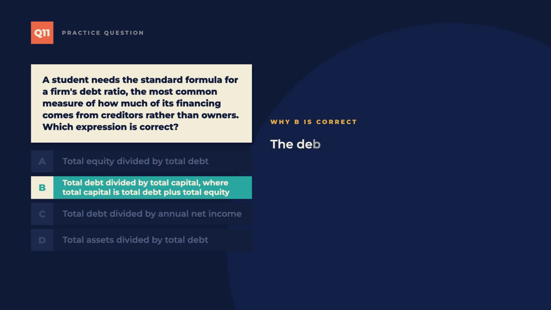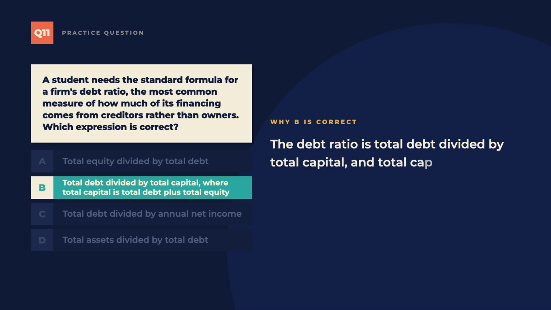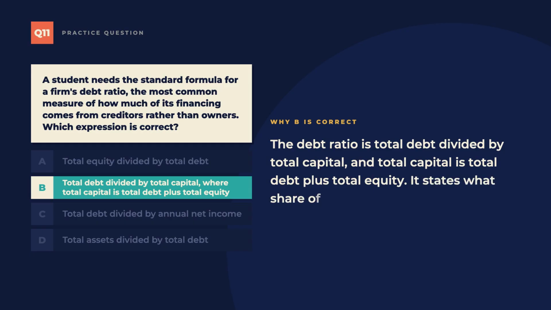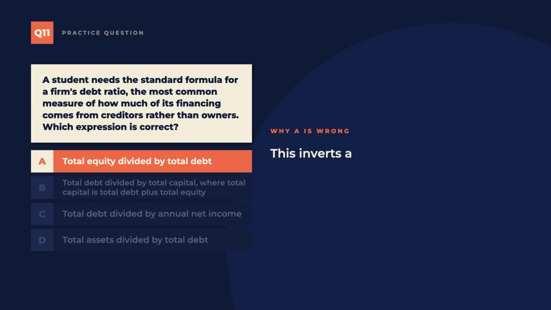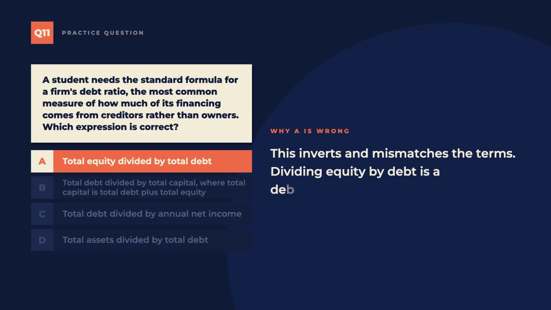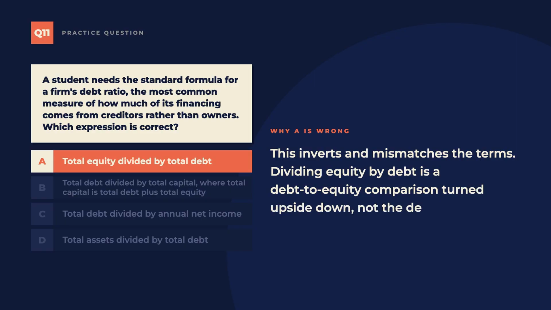B is correct because the debt ratio is total debt divided by total capital, and total capital is total debt plus total equity. It states what share of a firm's financing comes from creditors rather than owners. A is wrong because this inverts and mismatches the terms. Dividing equity by debt is a debt-to-equity comparison turned upside down, not the debt ratio.